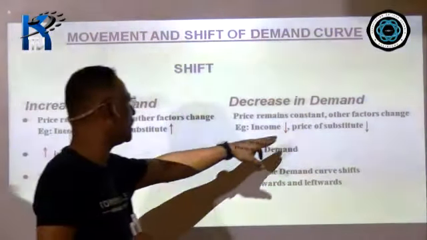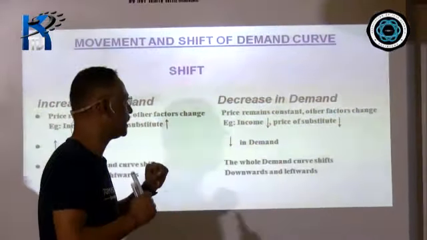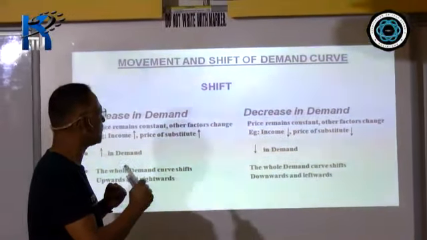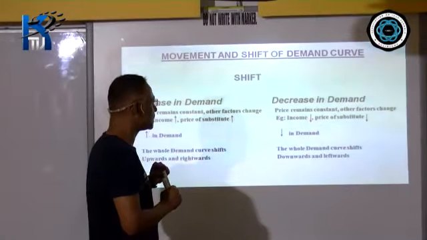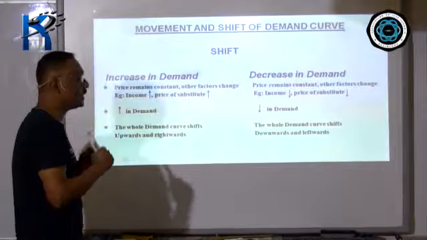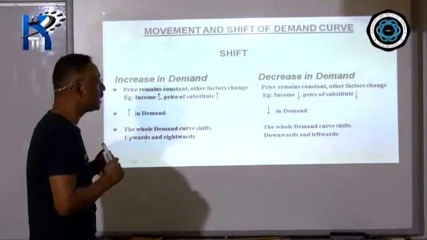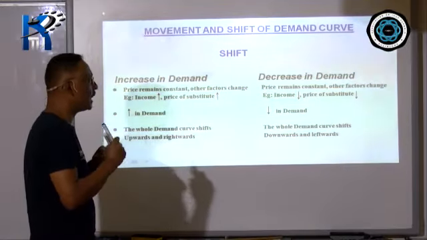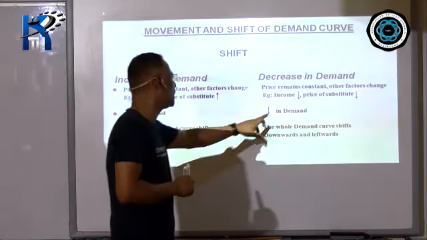Similarly, if you see here, price of substitute decreases. Substitute goods, tea and coffee. If you are drinking tea and coffee is the substitute and the price of coffee falls, decreases, so what happens is tea will be relatively costlier or coffee will be relatively cheaper. Some of the consumers who are drinking tea find coffee cheaper and they switch over. When they switch over to coffee, demand for tea will fall.